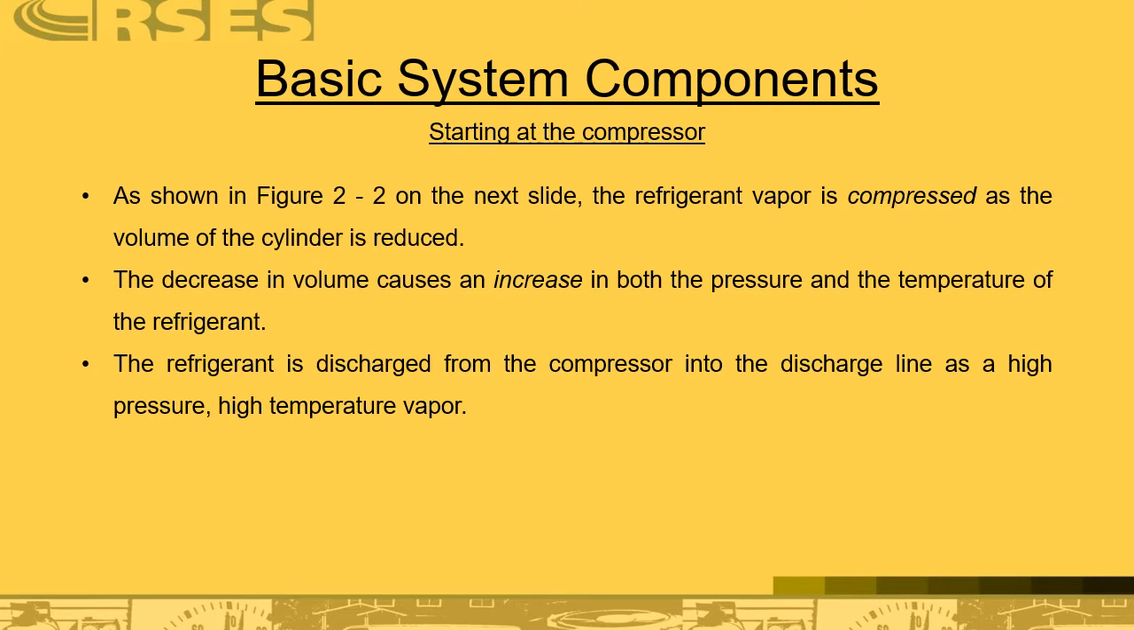As shown in figure 2-2 in the next slide, refrigerant vapor is compressed as the volume of the cylinder is reduced. The decrease in volume causes an increase in both the pressure and the temperature of the refrigerant. The refrigerant is discharged from the compressor into the discharge line as a high pressure, high temperature vapor.